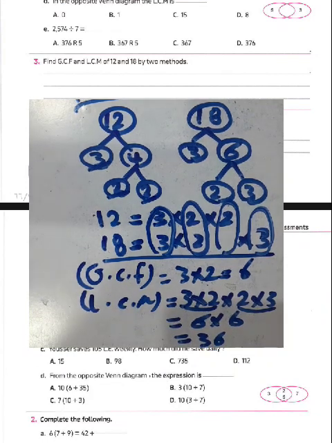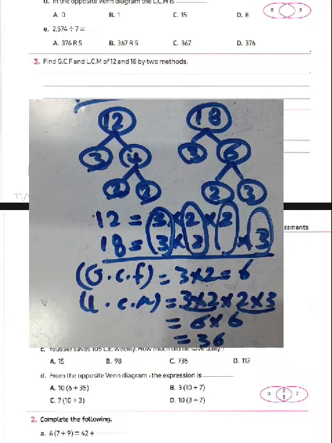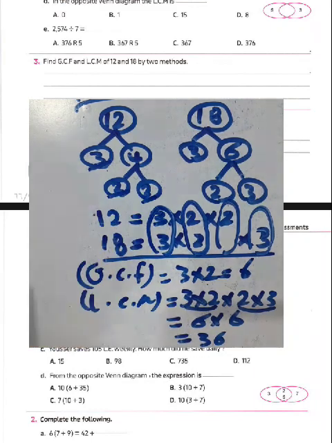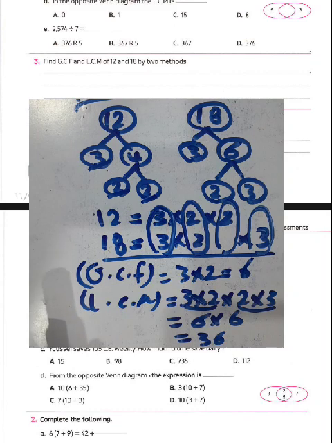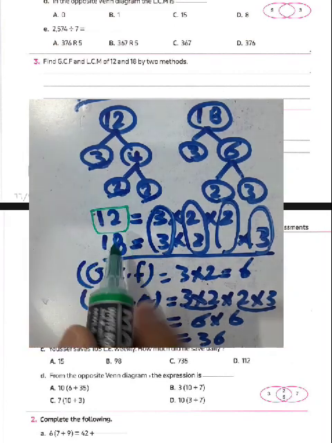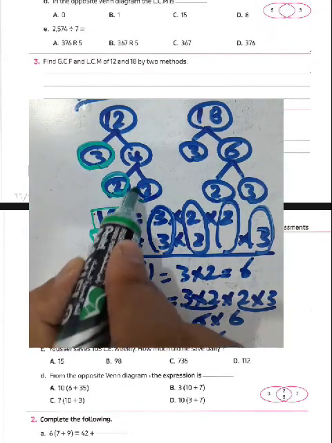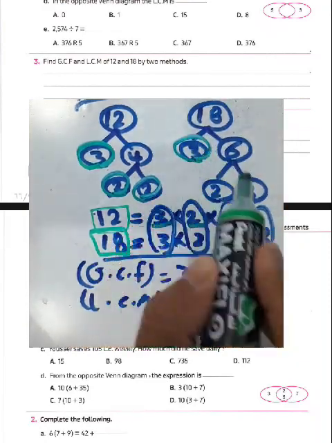You can find the least common multiple between them by two methods. The first method is easy: you factorize 12 and 18. We know 12 equals 3 times 4, and 4 equals 2 times 2. 18 equals 3 times 6, and 6 equals 3 times 2. Then you can write 12 equals 3 times 2 times 2, and 18 equals 3 times 2 times 3.